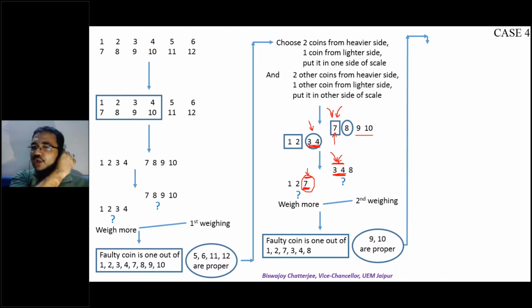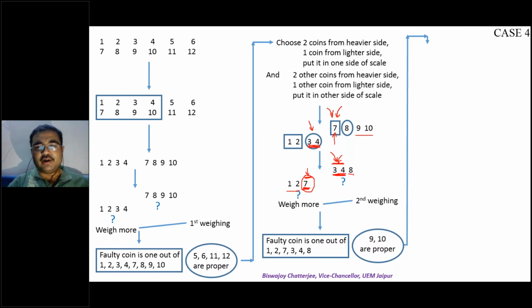So 3 and 4 are not lighter. 1 out of 3 and 4 is not lighter, and not heavier. So 3 and 4 are proper. So 3 and 4 are gone. You are only left with 1, 2 and 8.